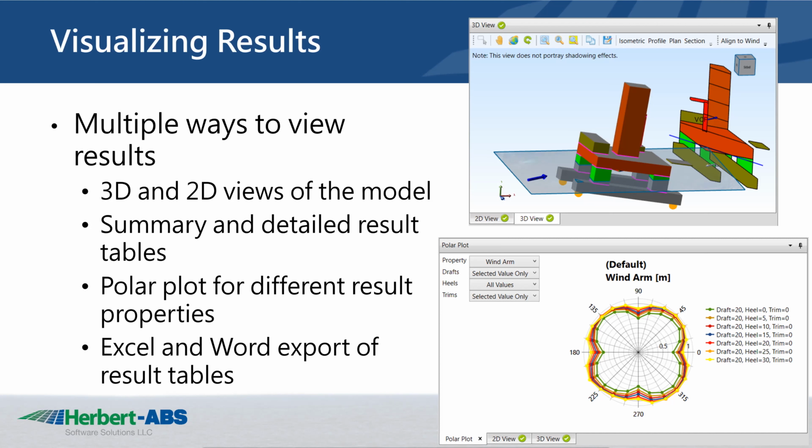Next method is polar plots, which we can use to plot different result properties to look at trends across multiple cases. And you can see that on the bottom right, where we're looking at the wind arm on a selected draft and trim, and looking at our trends across our different heeling angles. And finally, we also support some Excel and Word export of the result tables for simple report printouts.